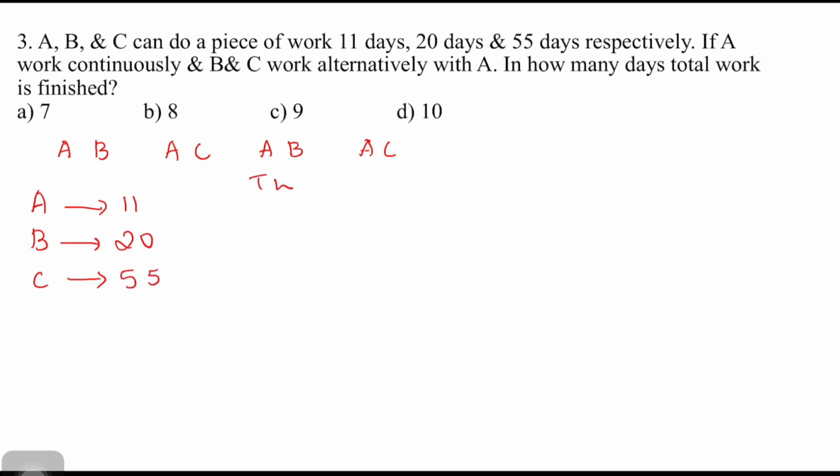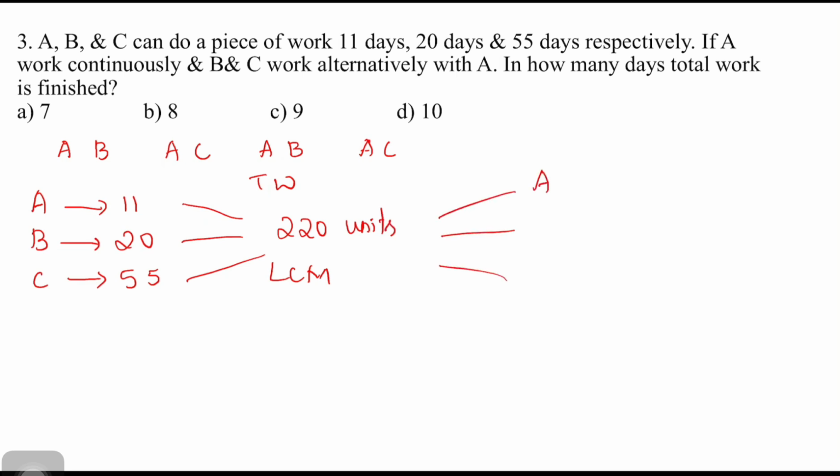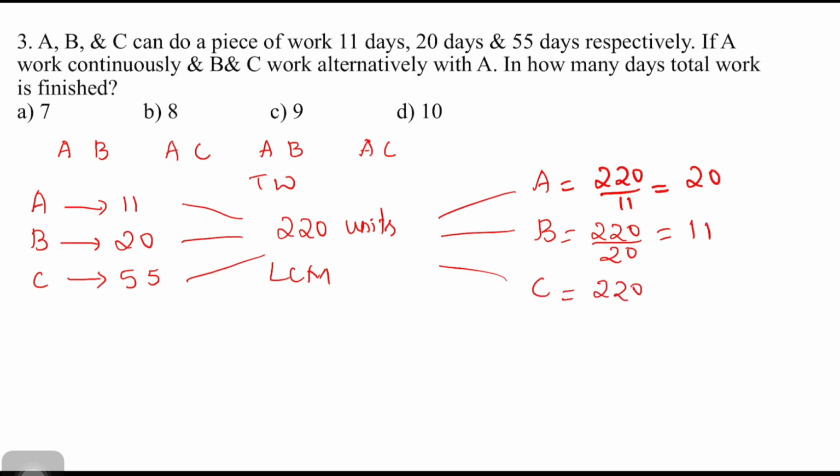So total work is how much? The LCM of all these three, so it is 220. So 220 units is the total work. Efficiency of A is 220 divided by 11, which is equal to 20 units per day. B's efficiency is 220 divided by 20, which is equal to 11 units per day. And C's efficiency is 220 divided by 55, which is equal to 4 units per day.